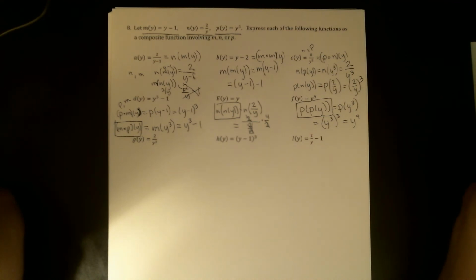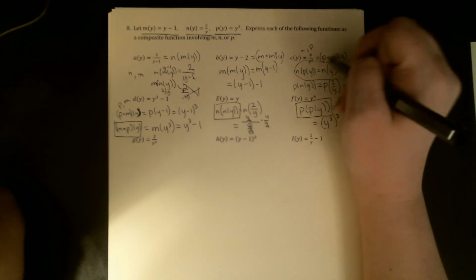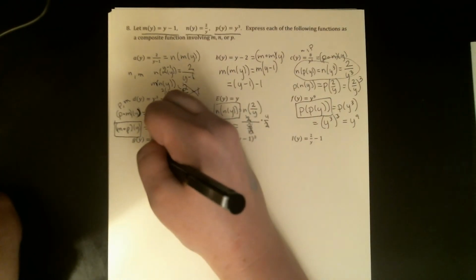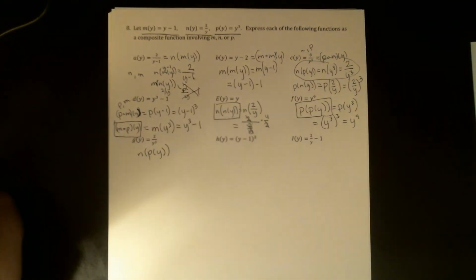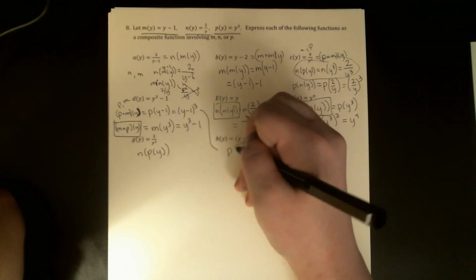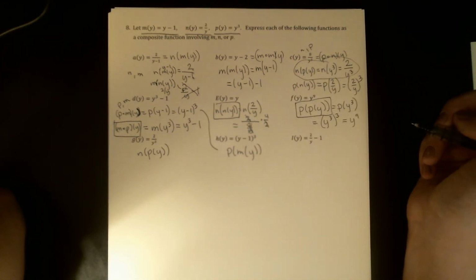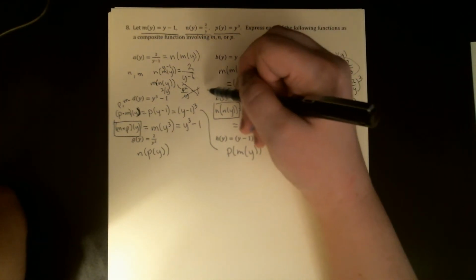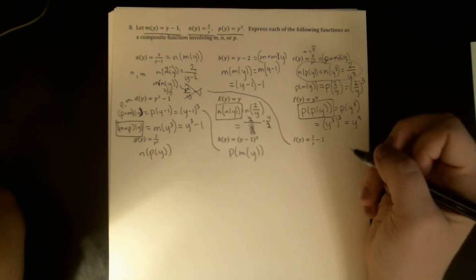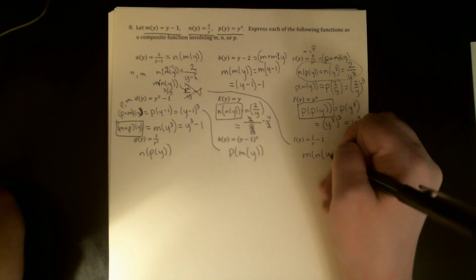Okay, last three, I think we already have these if we just go back and look at some of the trial and error we did. G of y is 2 over y cubed. That's this one right here. So this is n of p of y. H of y is 1 minus y cubed, is that one, which is p of m of y. And I of y equals 2 over y minus 1 is m of n of y.